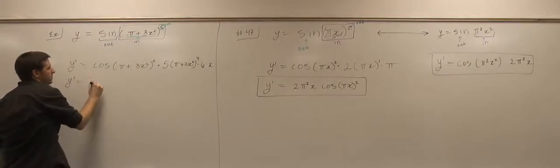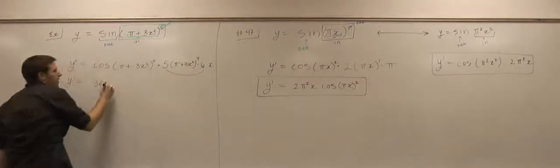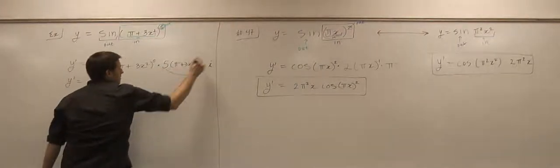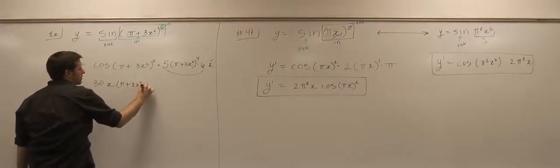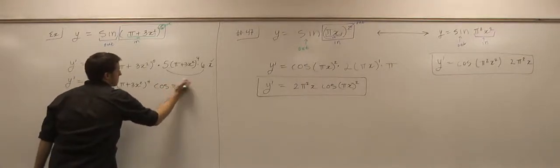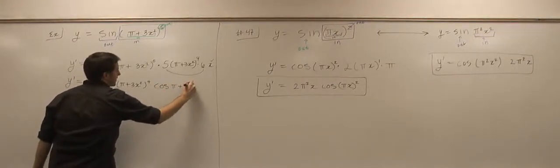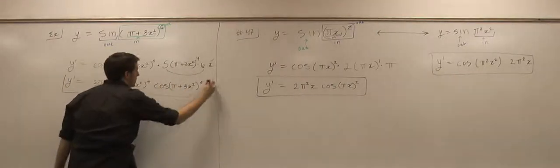Y prime is equal to 30, because these can be multiplied, x times pi plus 3x squared to the 4th times cosine of pi plus 3x squared. Very good.